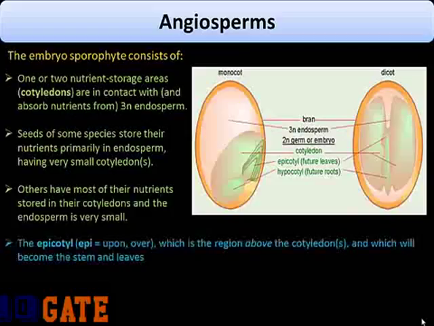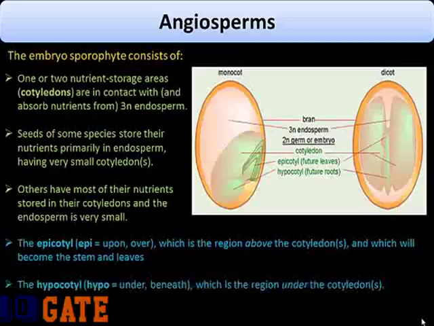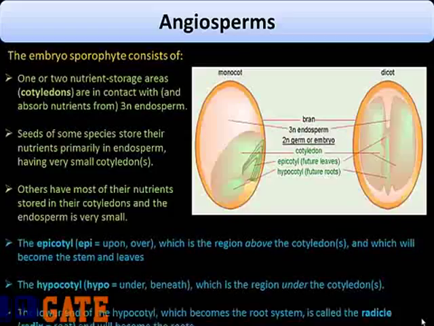The epicotyl is the region above the cotyledons and will become the stem and the leaves. The hypocotyl is the region which is under the cotyledons. The lower end of the hypocotyl, which becomes the root system, is called the radicle and will become the roots.